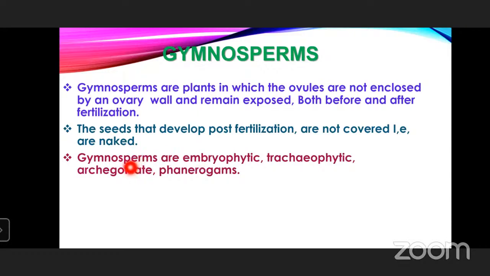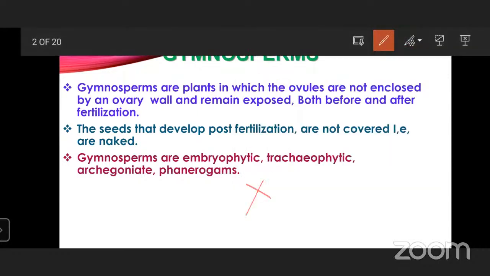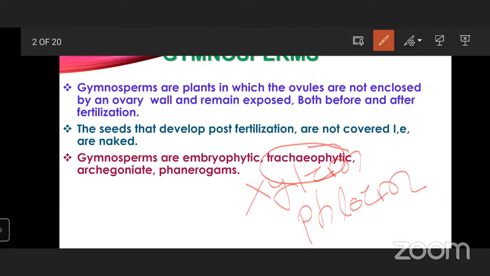These gymnosperms are embryophytic. Embryophytic means they produce the embryo, because after fertilization the zygote develops into an embryo. The embryonic stage is clear, so they are called embryophytic plants. And tracheophytic: tracheophytic means vascular tissue, xylem as well as phloem. Both are present in these gymnosperms, so they are called tracheophytic.